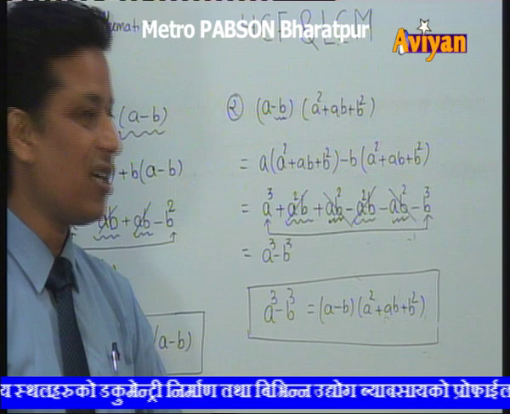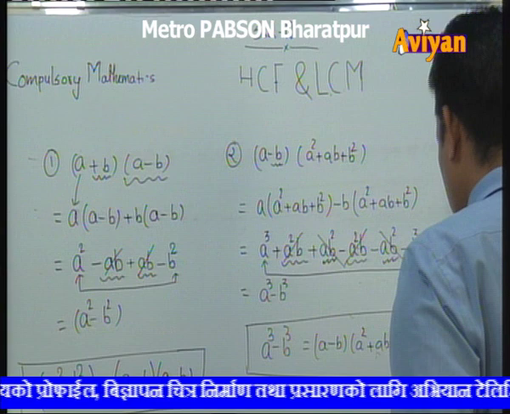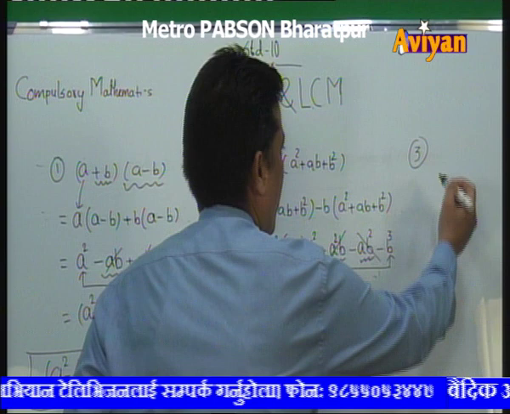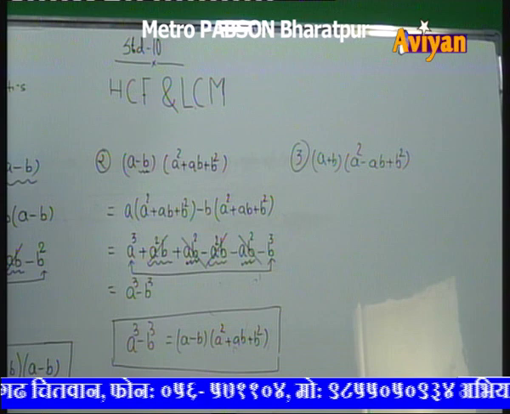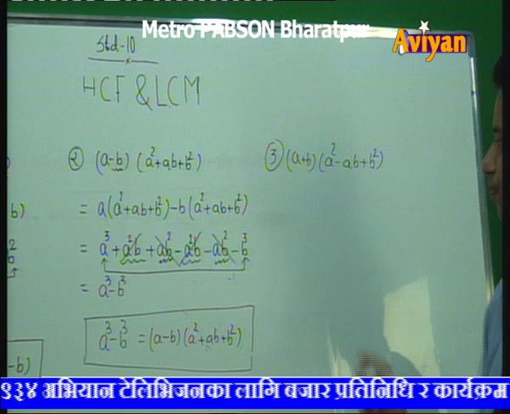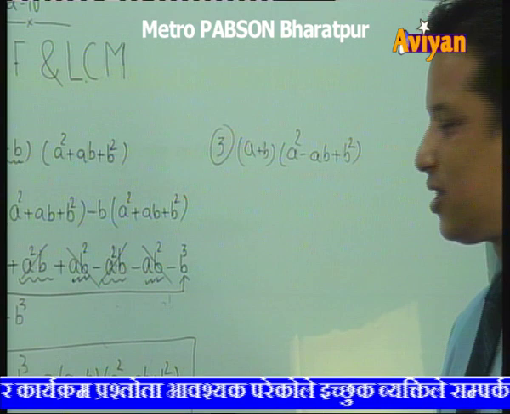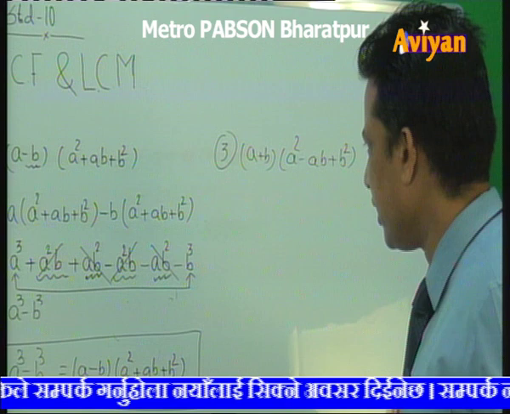Similarly, just three examples only I will give. Third one is (a plus b)(a square minus ab plus b square). It is little different only, and you might have guessed what may be the result because you are familiar with this formula. This is a simple formula you have been using actually from standard 8 perhaps, or 7 as well.